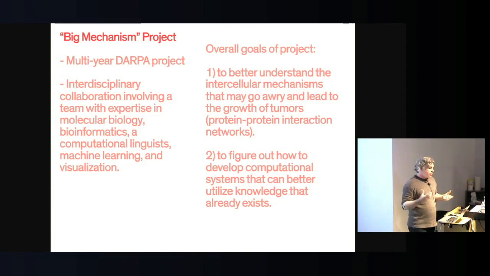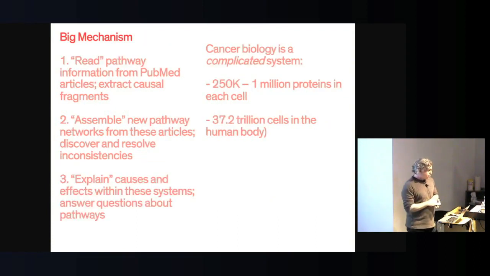The overall goals of the project are, one, to better understand intercellular mechanisms of how cells work, and especially how they might go wrong and lead to tumor growth, and potentially how to stop that tumor growth. But number two, more broadly speaking, to figure out how to develop computational systems that can better utilize knowledge that already exists.